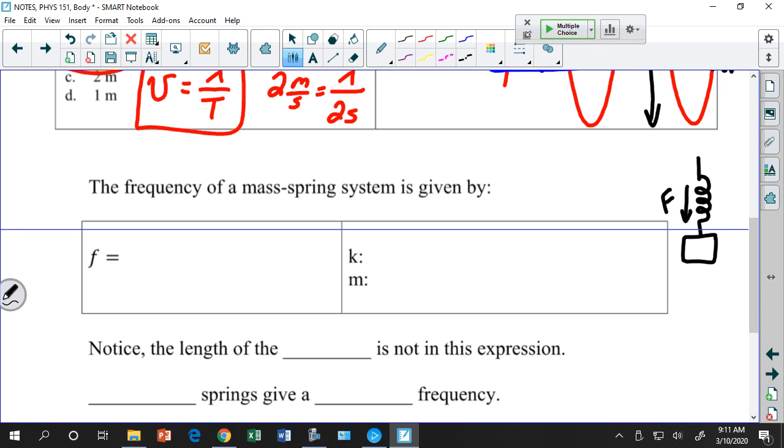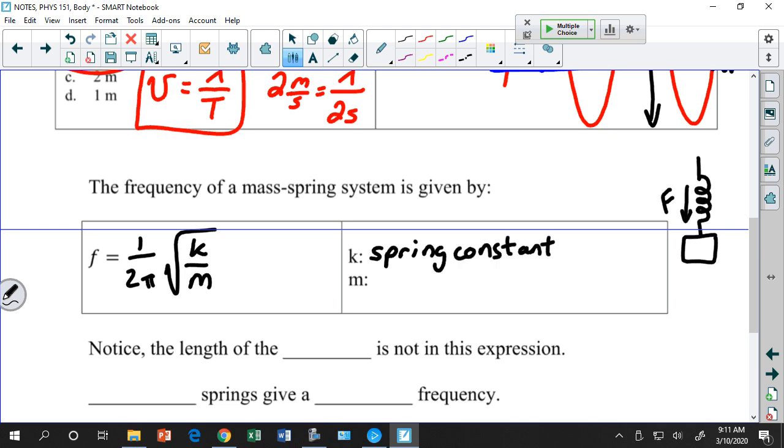The frequency is given by this for a mass spring system. It's 1 over 2 pi square root of k divided by m. And here k is the spring constant. It describes how stiff a spring is.